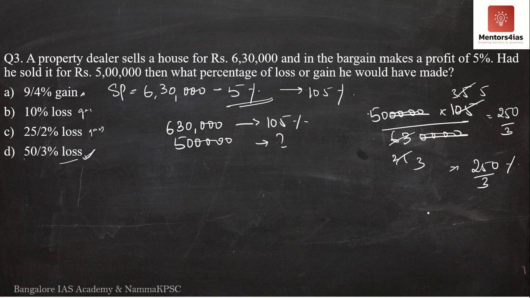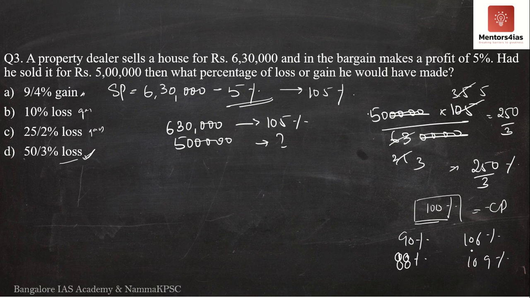In order to determine the loss percentage or the gain percentage, we always compare it with 100% because 100% is cost price. So if it is 90%, I would say it is 10% loss. If it is 88%, I would say it is 12% loss. Similarly, if it is 106%, I would say it is 6% profit. If it is 109, I would say it is 9% profit.